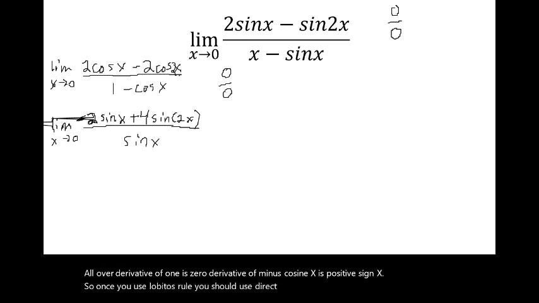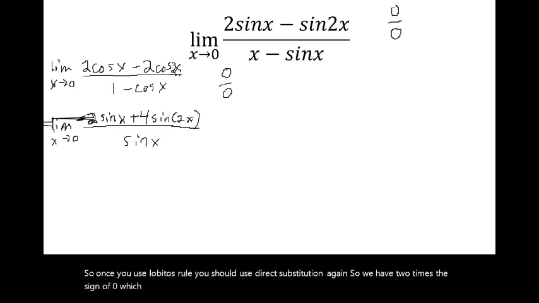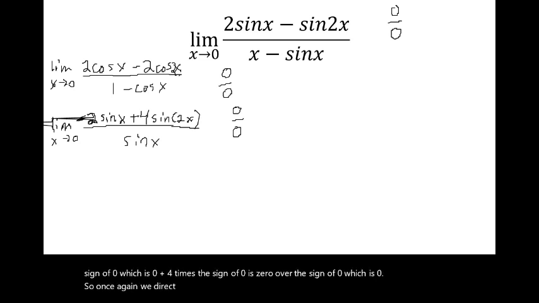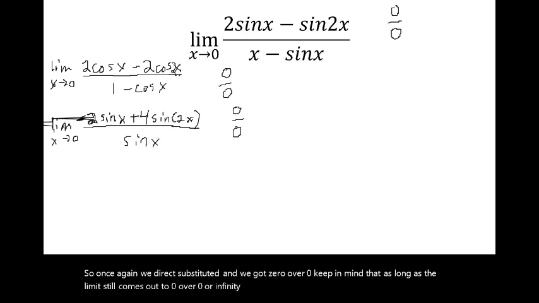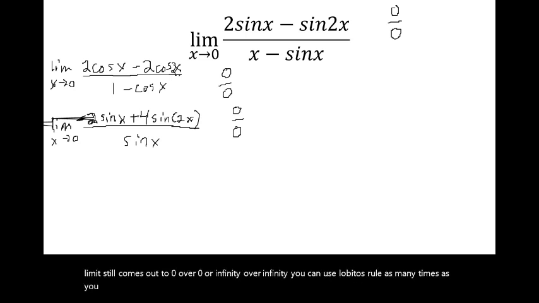So we have 2 times the sine of 0, which is 0, plus 4 times the sine of 0 is 0, over the sine of 0, which is 0. So once again, we direct substituted and we got 0 over 0. Keep in mind that as long as the limit still comes out to 0 over 0 or infinity over infinity, you can use L'Hopital's rule as many times as you need until you actually get a real number.